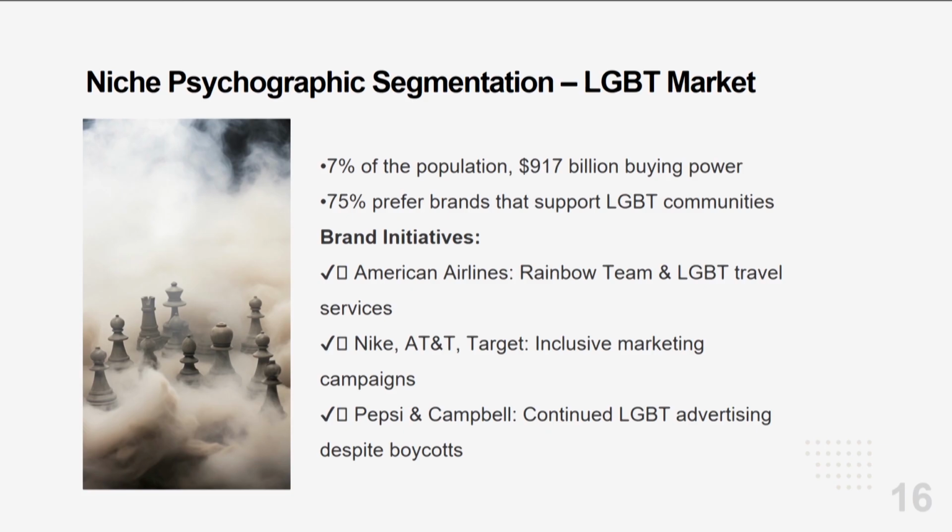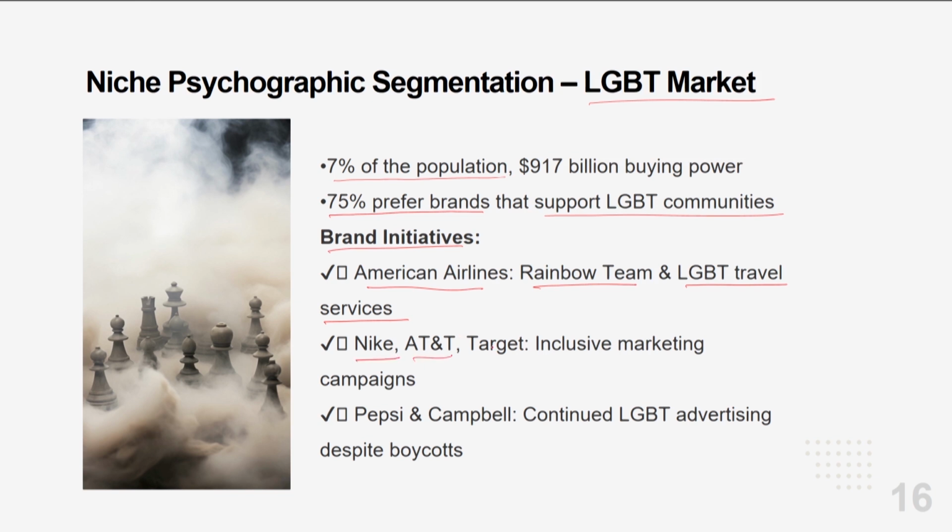Now, when you cut it down to a very, very niche segment, for example, you look at the LGBT market. There, 7% of the population have $917 billion in terms of purchasing power. So that is typically how the niche is. And 75% of them prefer brands that actually support the LGBT communities because they feel included. Here, a lot of brands have done initiatives. American Airlines is one. Rainbow Team is something they did, and they did LGBT travel services to ensure that this particular niche actually found favor with them.